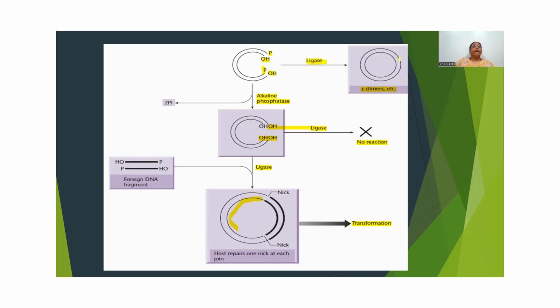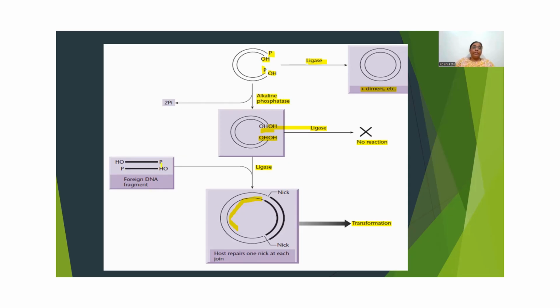To prevent this, if you remove this phosphate group, the self-ligation is going to be prevented. Now you treat your digested vector with alkaline phosphatases, and you find that at the 5' end and at the 3' end, on both of the ends, there is an OH. In this condition, ligases cannot do the ligation. Now you are going to add the foreign DNA molecule.